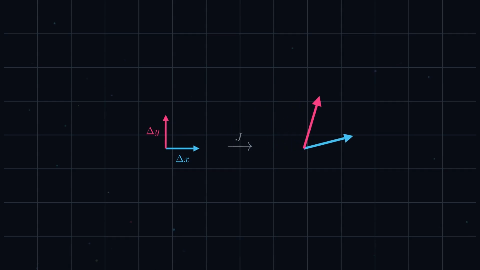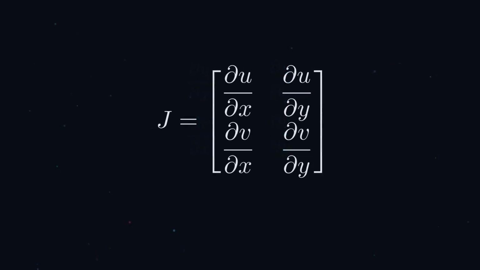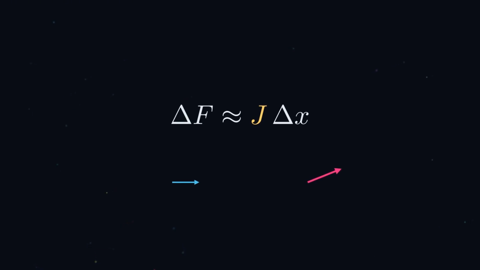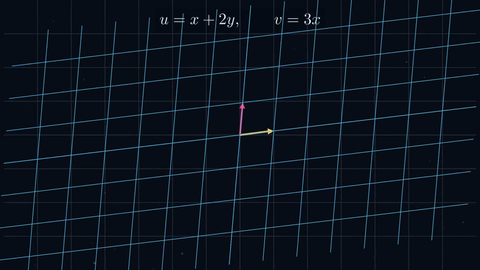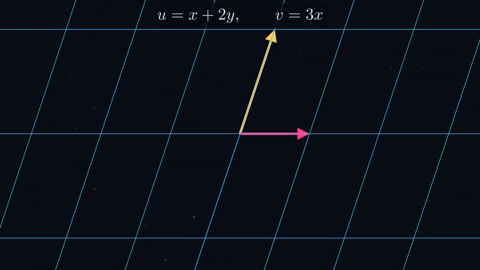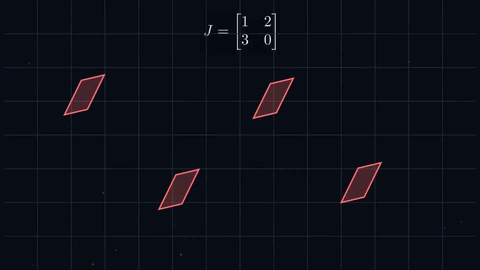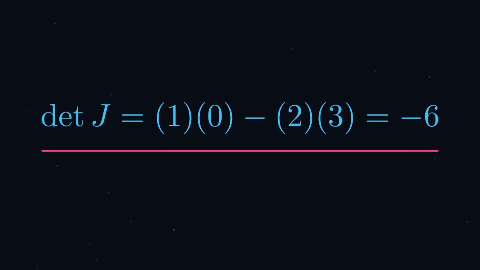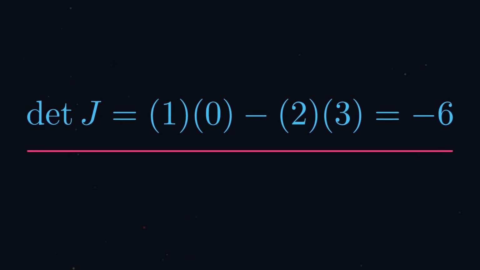Each entry just asks, when I nudge this input, how hard does that output respond? Stack those responses in the grid, and you've built the Jacobian matrix. Multiply a tiny nudge by J, and you get the tiny output nudge. It's the derivative as a matrix. Let's make it concrete. Take a simple map. u equals x plus 2y and v equals 3x. The partial derivatives are all constants, so the Jacobian is the same everywhere. Its determinant is 1 times 0 minus 2 times 3. So area is scaled by 6 and flipped.